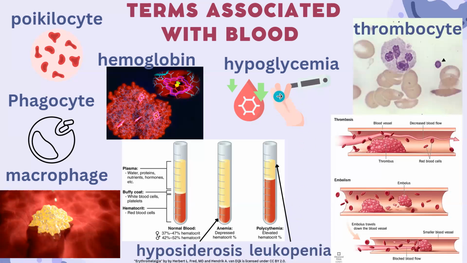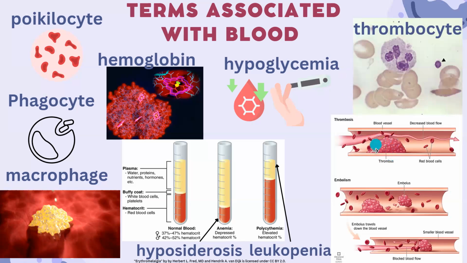Moving up, hypoglycemia. So emia is going to be an abnormal blood condition. Hypo is going to be not enough. And then GLYC is going to be our root for sugar. So hypoglycemia is not enough blood sugar or a low blood sugar. Thrombocyte, we saw that one earlier. We said that's a platelet. So this little piece here is a thrombocyte.